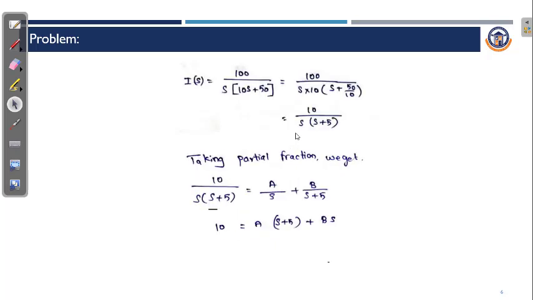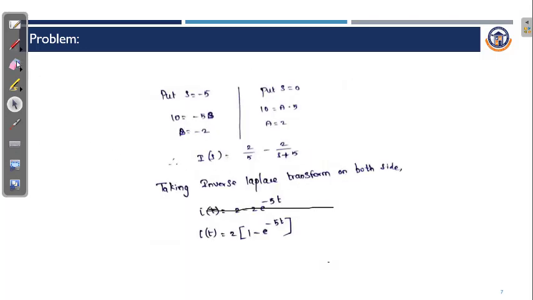And substitute the a value and b value in this equation. Substitute a value and b value in this equation, right? And the final equation will be I of s equals 2 by s minus 2 by s plus 5.